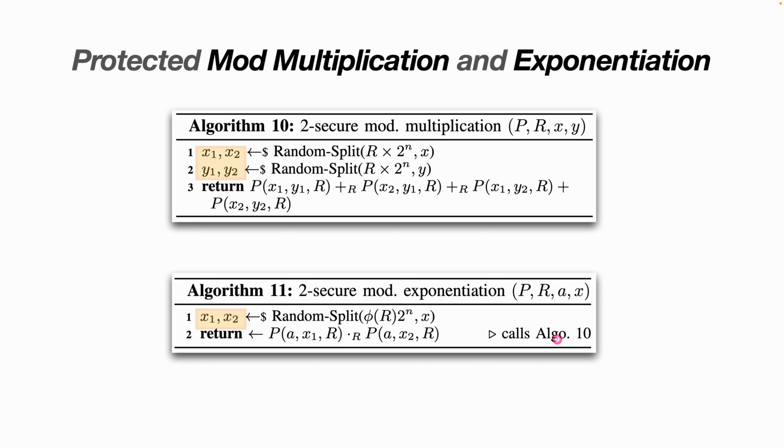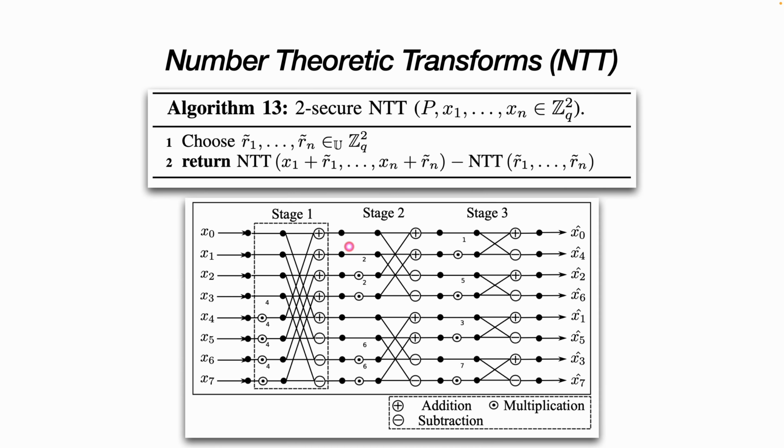And this multiplication should also be protected using algorithm 10 here, right? And let's remember, this is algorithm 11, and algorithm 11 calls algorithm 10. Okay, these should all be random numbers. So regarding algorithm 13, which is in the paper, the secure number theoretic transform.